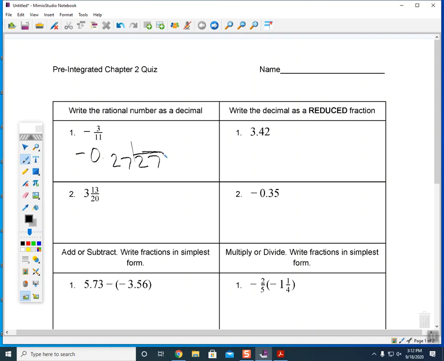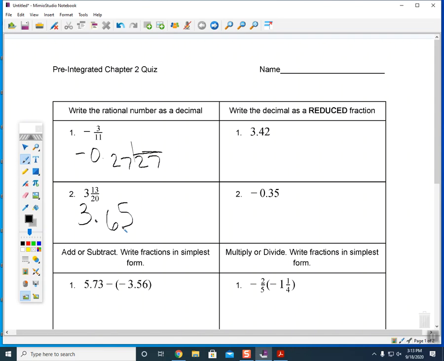Okay, I'm going to do a similar thing with this one down here, although this time I notice I have a whole number here, 3. And so I'm going to start with a 3, I know that, and then I'll have my decimal point. Then I just have to do my 13 divided by 20, which gives me 65. So 3.65 is going to be my solution to that one. Those are pretty straightforward. Most people did okay with that.